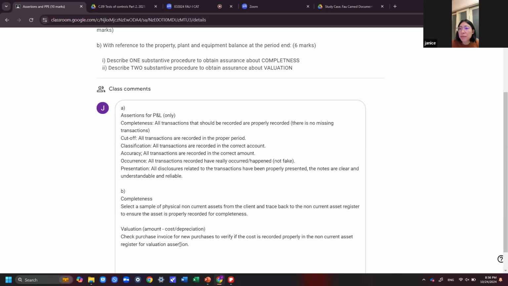Let me read it again. Check the purchase cost on the invoice for new additions during the year to verify if the cost is recorded properly in the non-current asset register for the valuation assertion. All right.